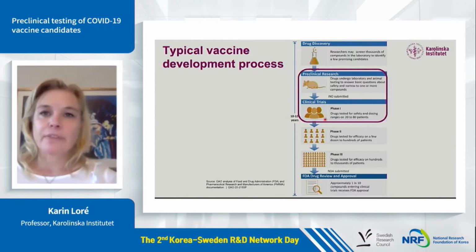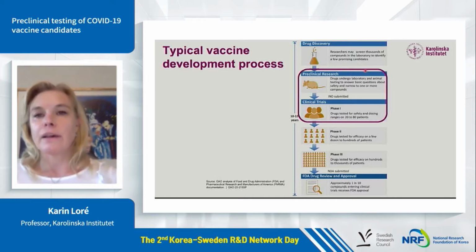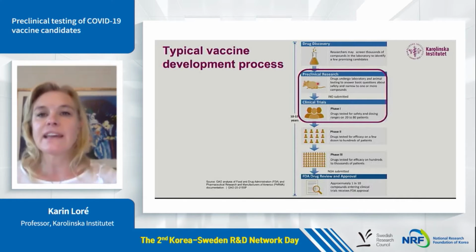So this is to put things into perspective of the procedure of vaccine development that starts with identification and screening of relevant vaccine compounds that could go into a vaccine, and then preclinical testing in smaller animal models to larger animal models, followed by phase 1, 2, 3 trials, and then submission for approval.